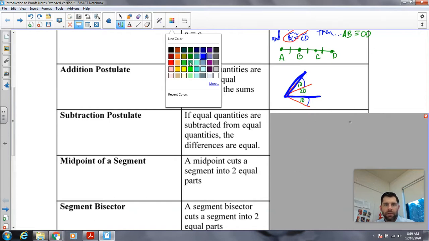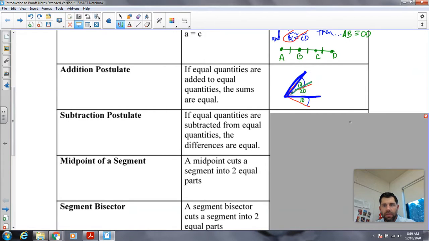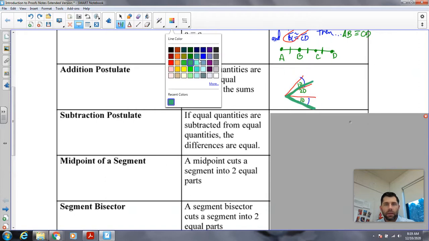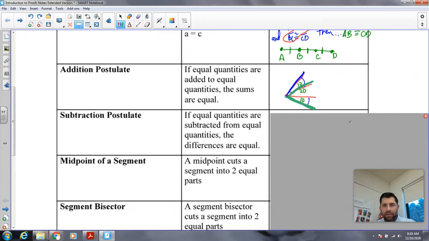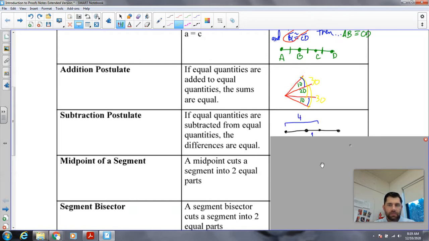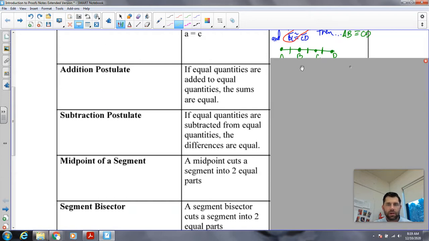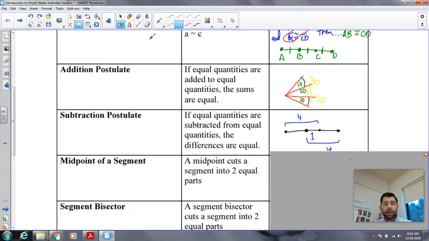But I can also do the other side of this. I can add these two angles together. So that 10 plus 20 has to equal 30. So these two overlapping angles, because they have these similar parts that are all equal to each other, if I add those little parts together, it gives me two equal 30-degree angles. So that one's a little harder to see. Same thing with the subtraction postulate. So I showed the subtraction postulate here with segments.